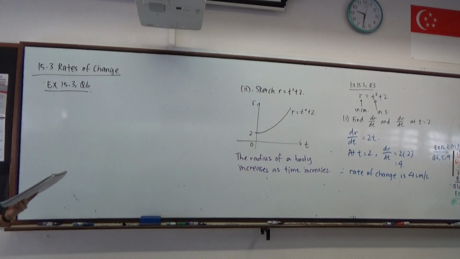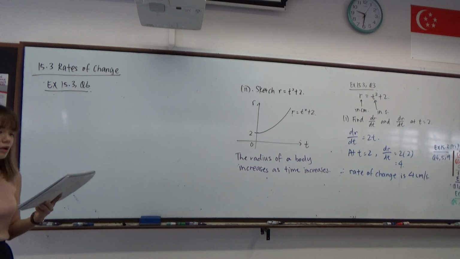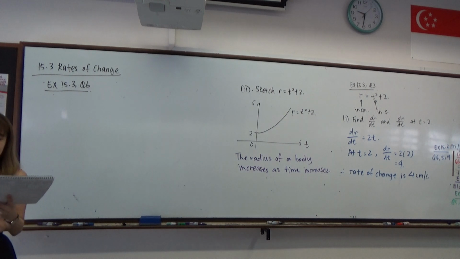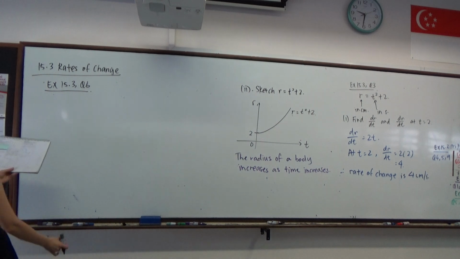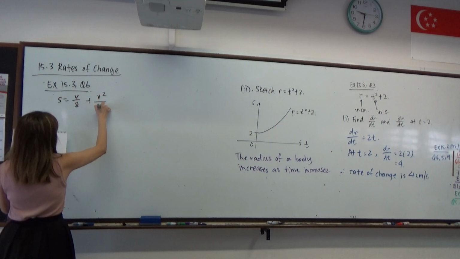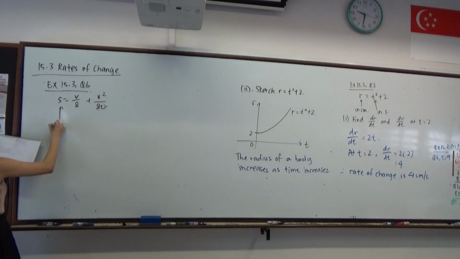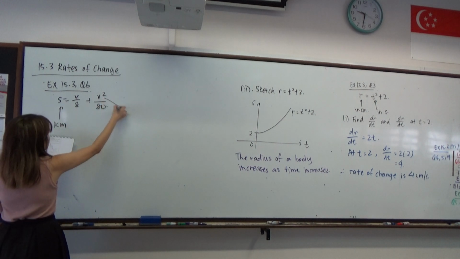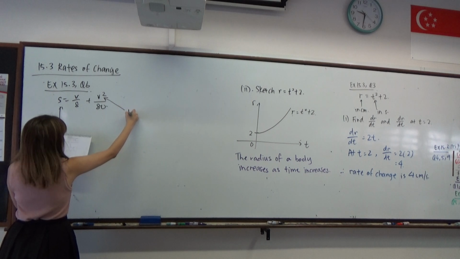Okay, last one for the day. The stopping distance s km of a van moving at v kilometers per hour can be modeled by this formula. So this is in km and this is in kilometer per hour.